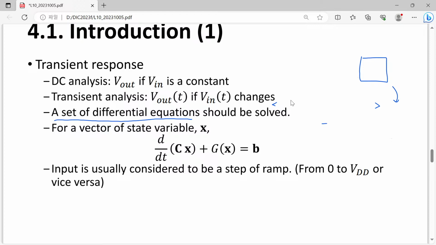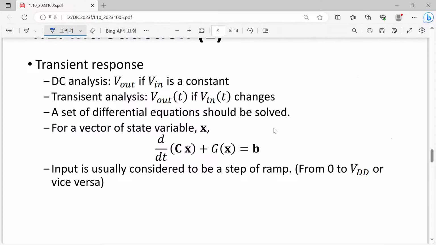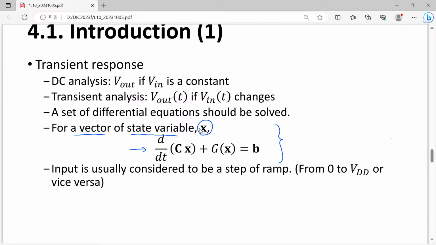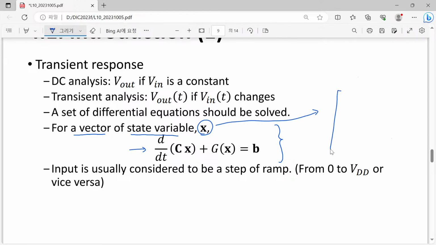Now I'll briefly talk about what is inside SPICE. Inside SPICE, we just solve this kind of equation. First of all, we define a vector of state variables x. Then what is it? It can be many different things. For example, usually we can have node voltages.